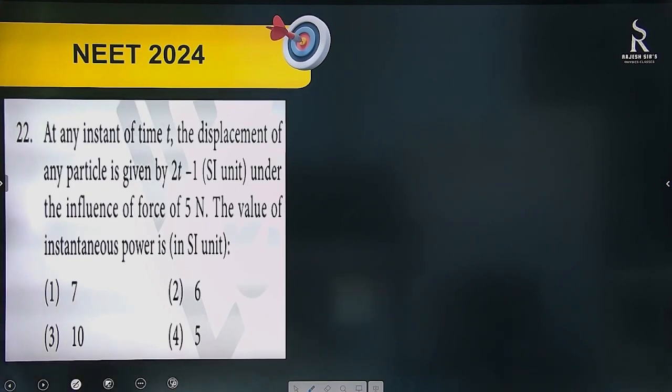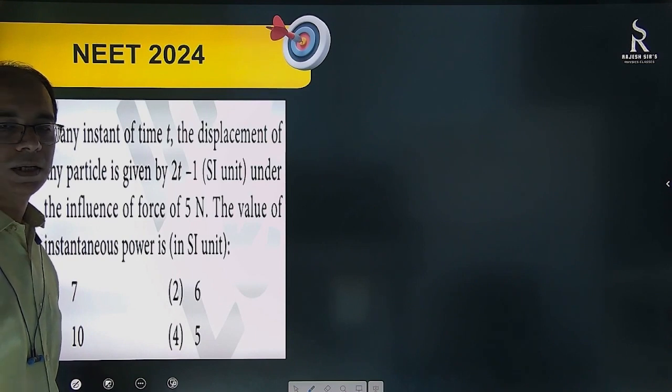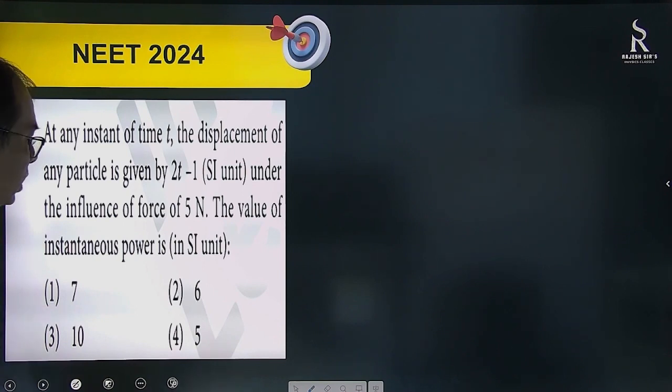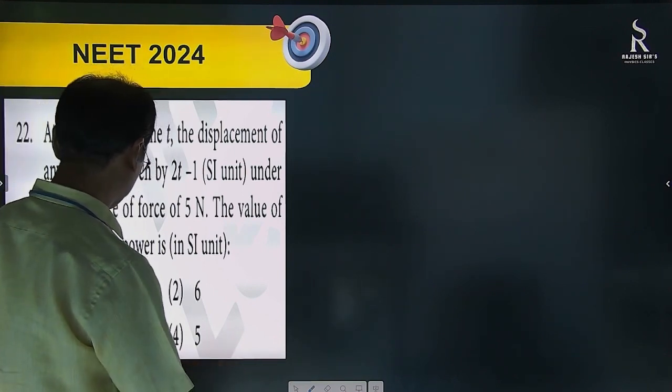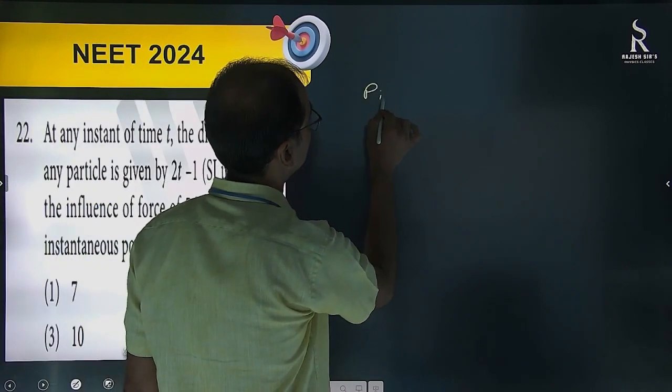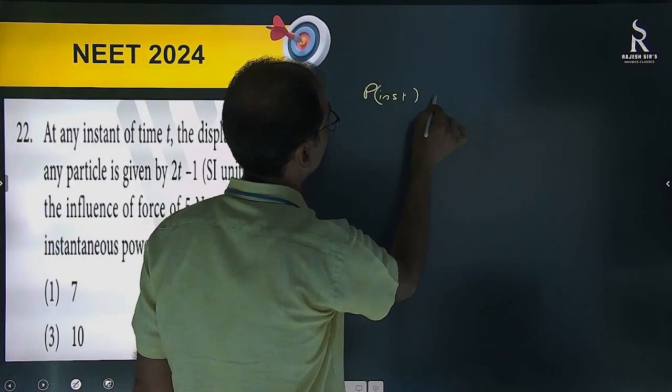At any instant of time t, the displacement of any particle is given by 2t minus 1 under the influence of force of 5 Newton, find the value of instantaneous power. Now instantaneous power's formula is what? Force into velocity. Instantaneous power is given as F dot V.